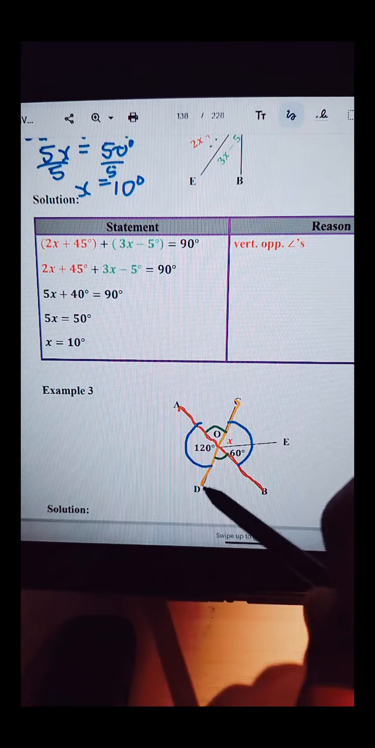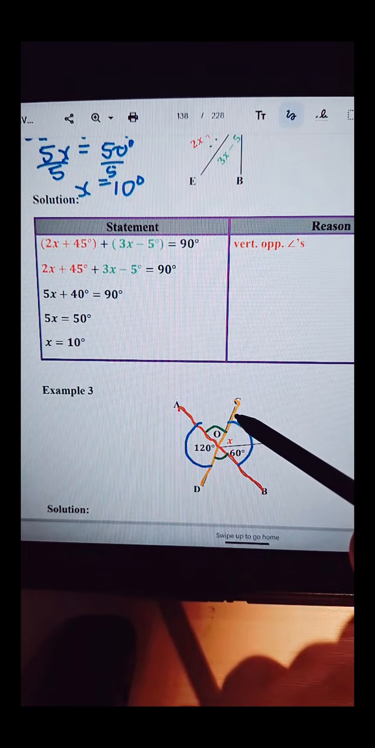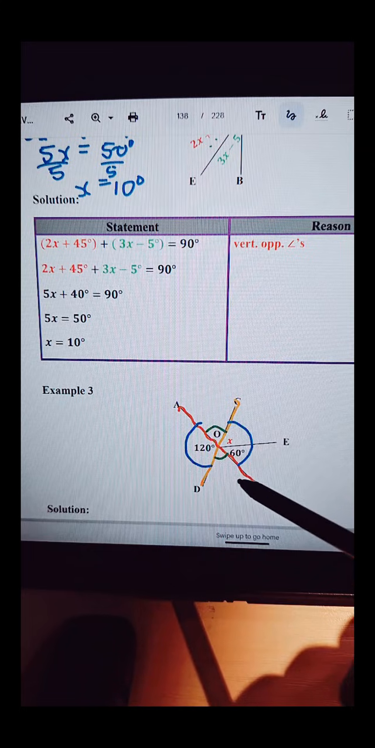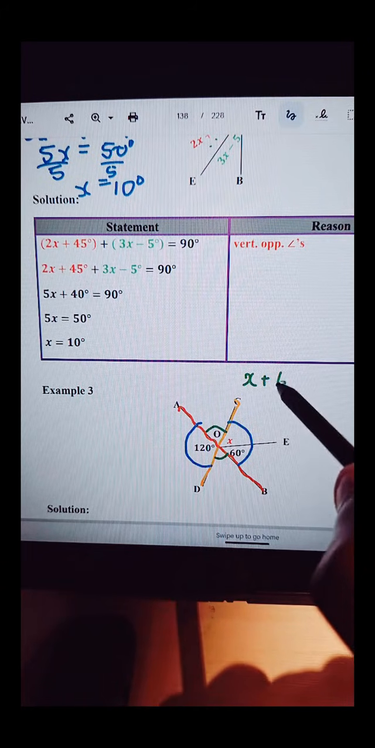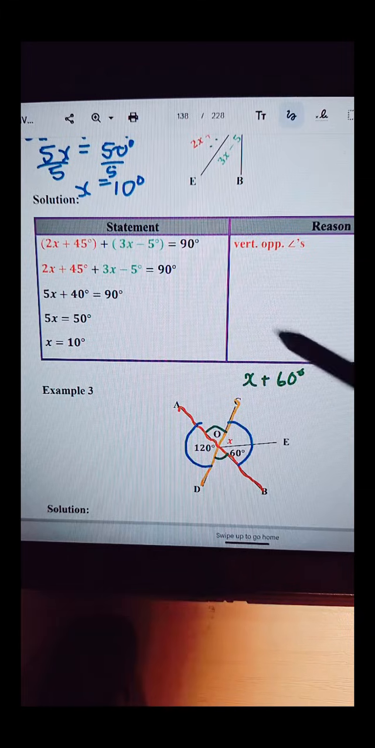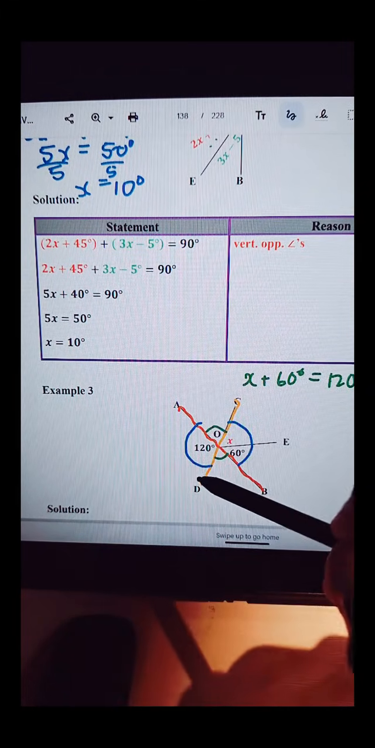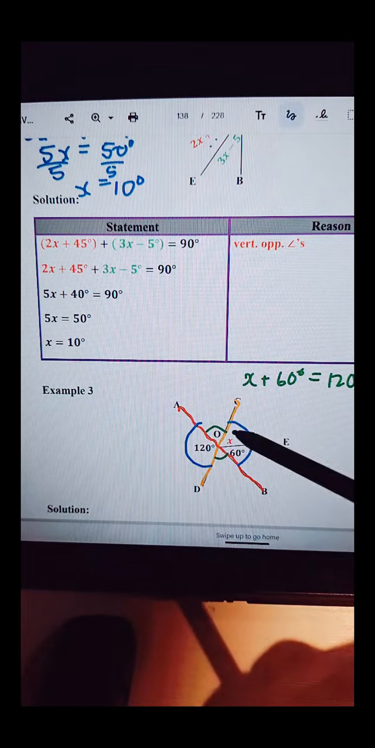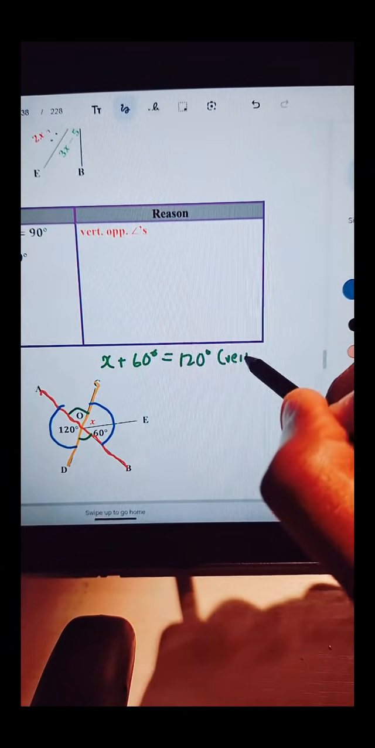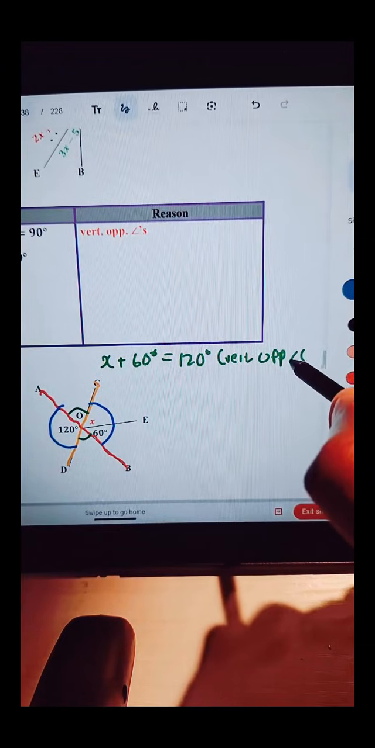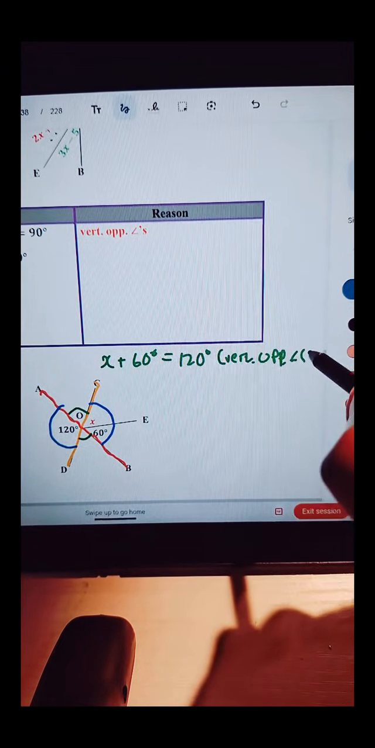So AB and CD are two intersecting lines. The angles that are vertically opposite are this blue angle, all of it, the x and the 60. So we could say x plus 60 degrees is equal to what? 120, because this angle 120 is vertically opposite to x plus 60. Then what would be the reason? Vert. op. angles.